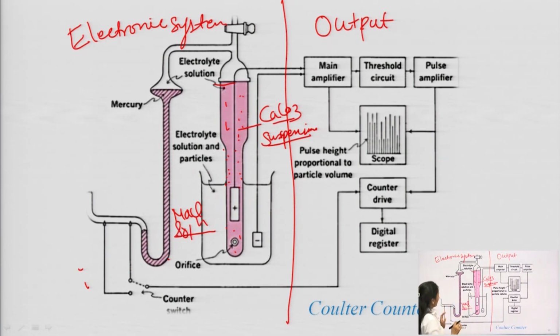Now what will happen when you switch on this counter switch? There is a mercury manometer, so it will create a pressure. When it will create the pressure, there is no opening here. There is only opening in this sample cell. This is the orifice, this orifice. So what will happen? If you are creating a much more force from this side, and the liquid is filled here, and there is only one opening, this is this.